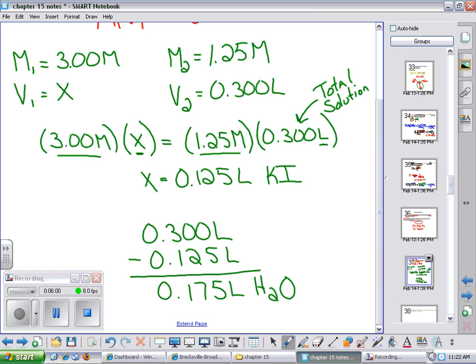So you're going to need 0.125 liters of a 3 molar KI solution. You'll have to add 0.175 liters of water to it to dilute it down to a 1.25 molar solution so that you get a total solution of 0.3 liters.